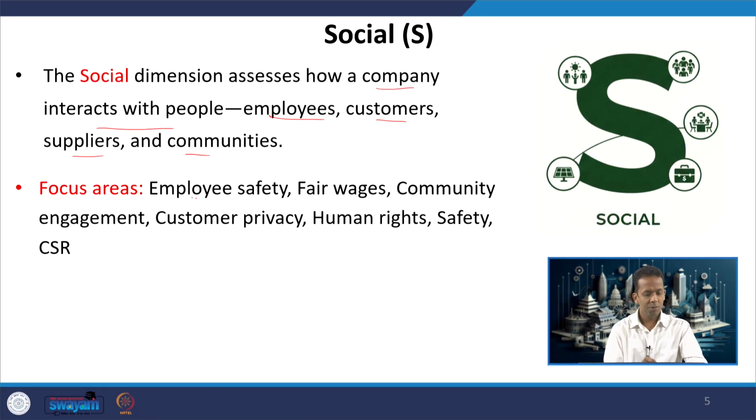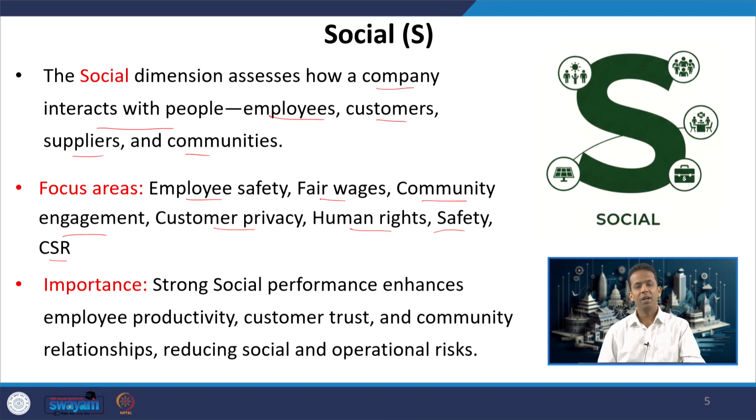For inside, it will be employee safety, fair wages, community engagement, customers' privacy, human rights, safety, CSR, corporate social responsibility, where I think in India, most of the companies are supposed to give 2% of their profits for CSR activity, right. So, these are some of the focus areas, and the importance: if any company has a good or a strong social performance, how will it affect the company's performance?